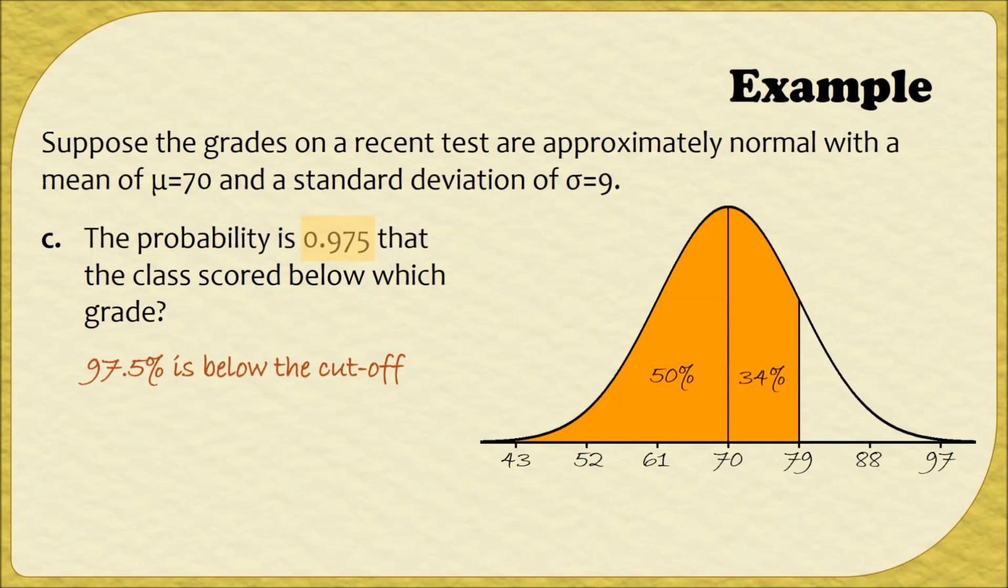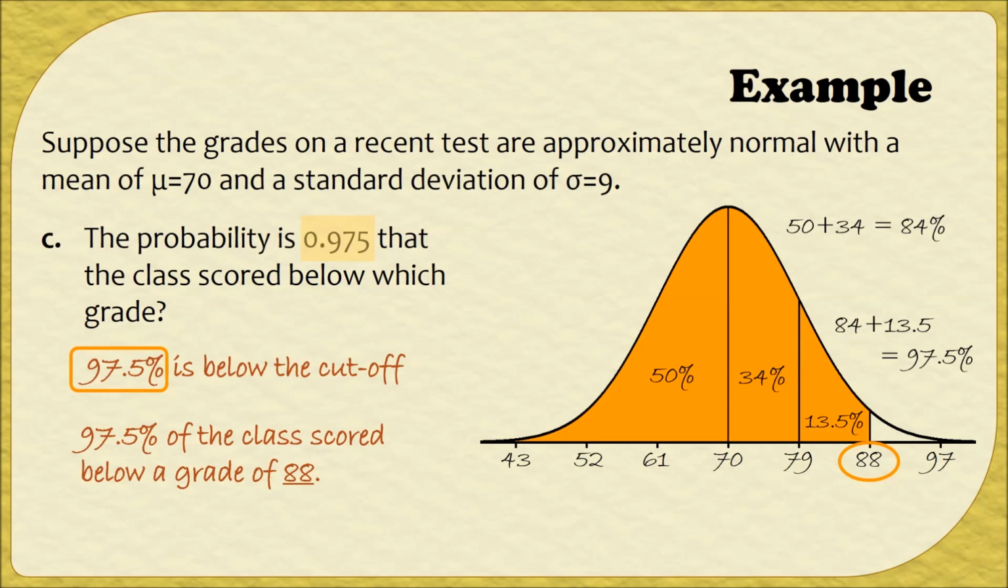If I were to add this piece, that would be adding an additional 34% to the curve. This means that if I add those up, 50 plus 34 is 84% of the values. In other words, 84% of the class scored below a 79. Since we're looking for 97.5%, I'm not quite at the percentage I need yet. So I'm going to add on another segment. The next segment was 13.5%. So I can add that to that 84 we found earlier. So 84 plus 13.5 is 97.5%. This matches the cutoff that we're looking for. We finally got to that 97.5 percentage. And the cutoff score is going to be an 88. This means that 97.5% of the class scored below a grade of an 88 on the test.